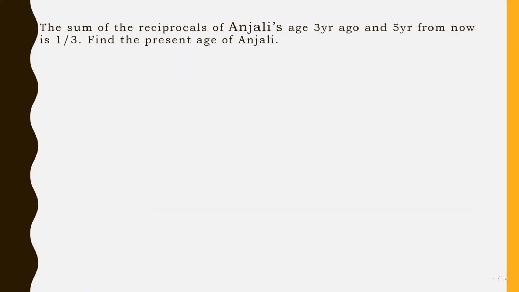The sum of reciprocals of Anjali's age 3 years ago and 5 years from now is 1 by 3. Find the present age of Anjali. So here they're asking you to find out the present age of Anjali, and they have mentioned Anjali's age 3 years ago and 5 years from now. So let the present age of Anjali be x years.